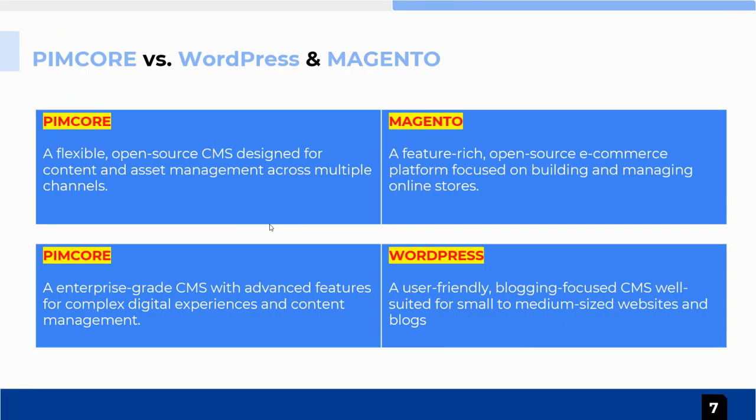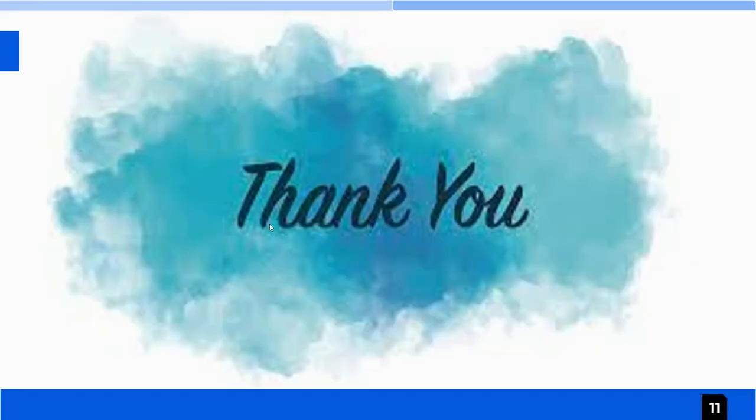Pimcore is basically open source for design and content across multiple channels. Magento only covers e-commerce-related things. WordPress is only for blogging, and small projects can be managed in WordPress. But Pimcore has fully advanced features for complex data experiences. This is the type of difference between WordPress and Magento. That's why we use Pimcore.